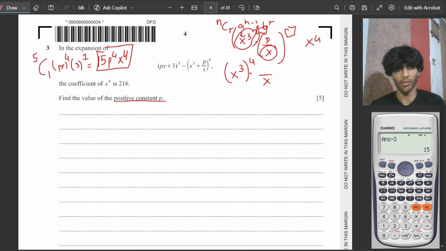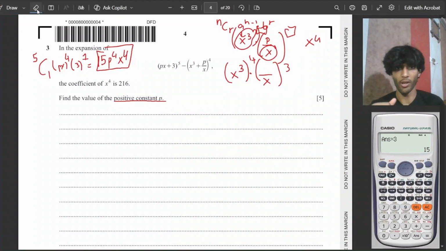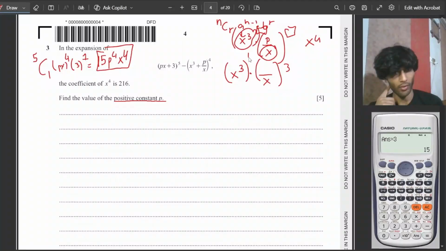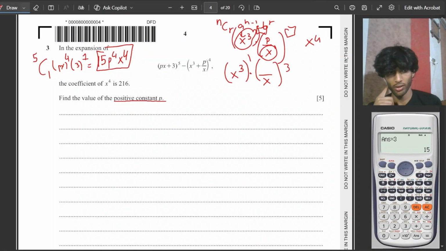Okay, what if I choose a different r? What if I choose my r to be, let's say, 3? What does that do? Okay, let's try it out with 3 first. So n minus 3 is going to be 1. So x to the power 3, and over here I have x to the power 3. So this cancels out this. I don't even have an x term. So I'm trying to get an x to the power 4 term, correct? So I don't have it anymore.